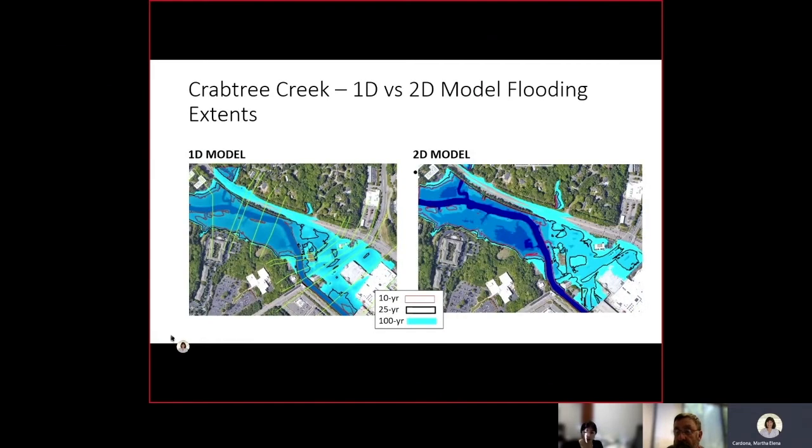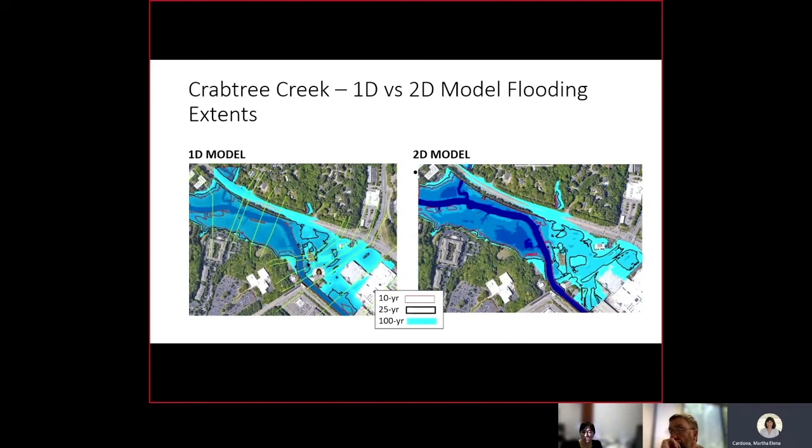Then we wanted to compare the 1D model versus the two-dimensional model. We used the same topography as the 1D model. We used the same land uses. We made sure that the same buildings that the 1D model wanted to capture were captured within the 2D model. Here we see that a 10-year storm, which is defined in a red line, has similar extents on both models. No impacts to parking lots or roads.